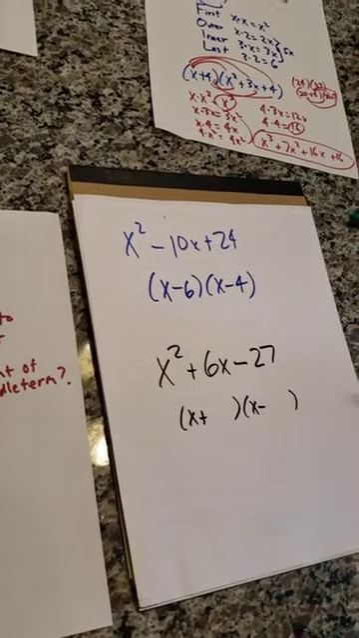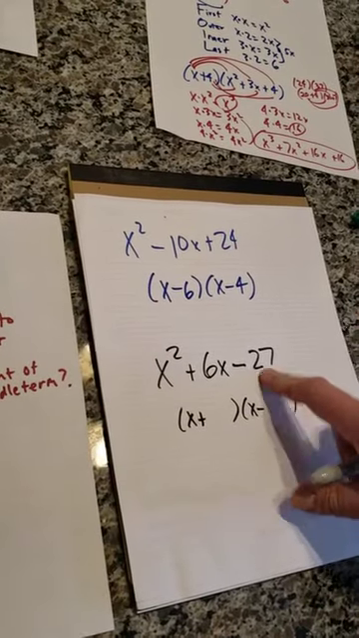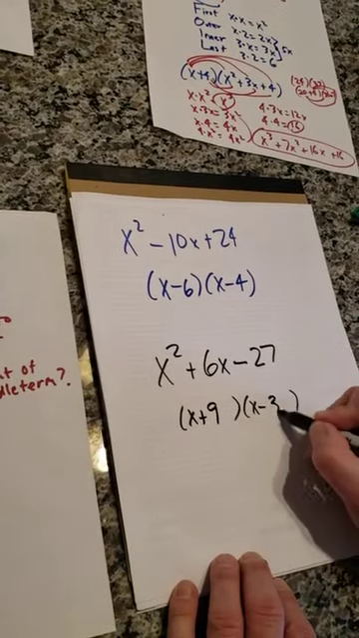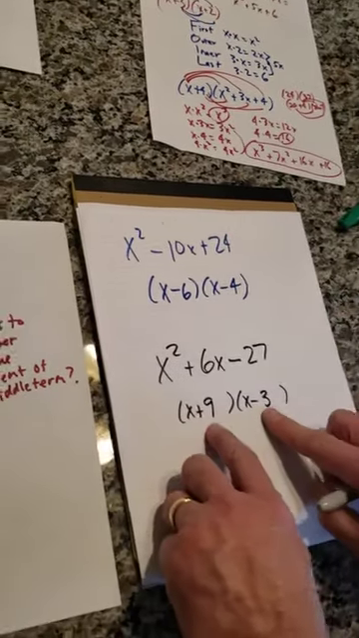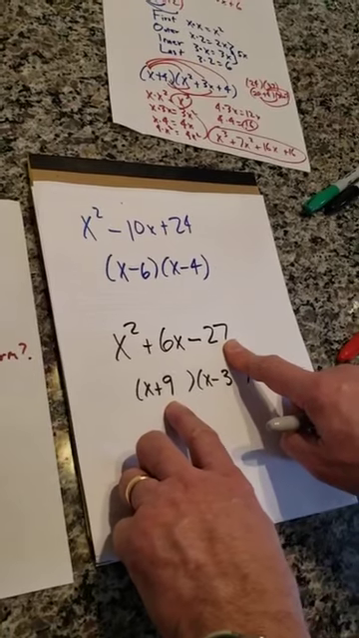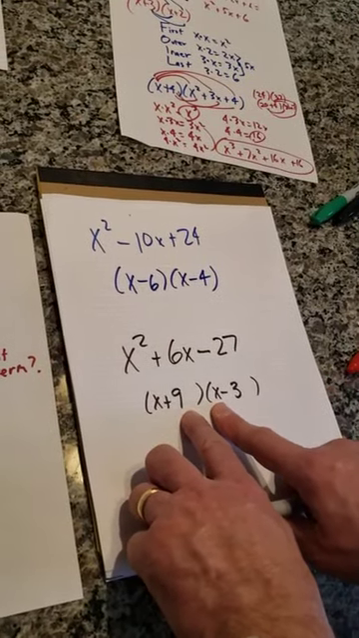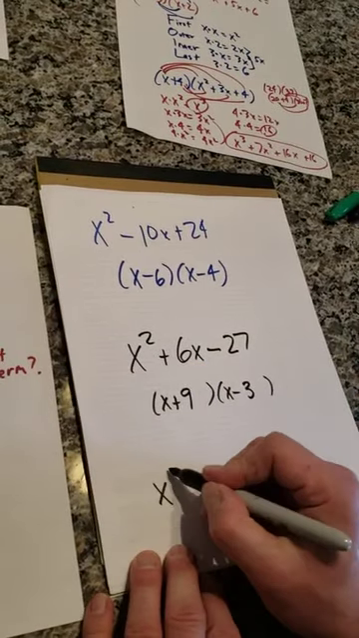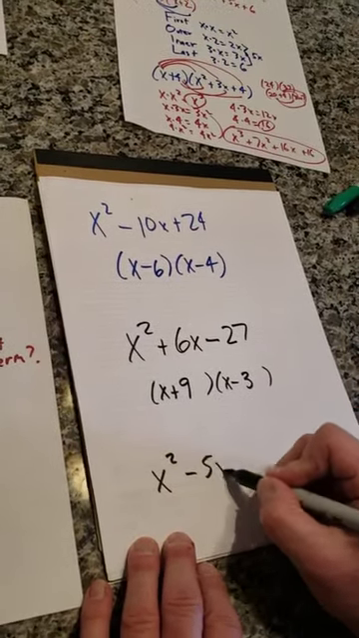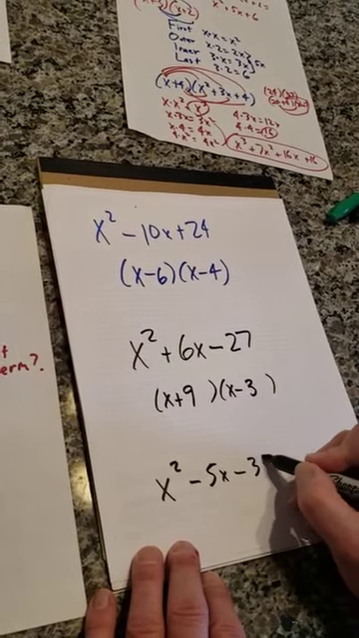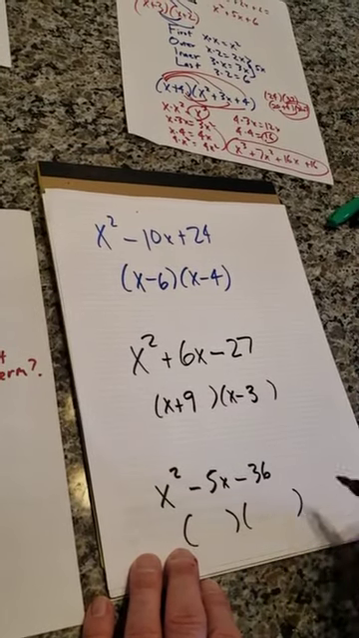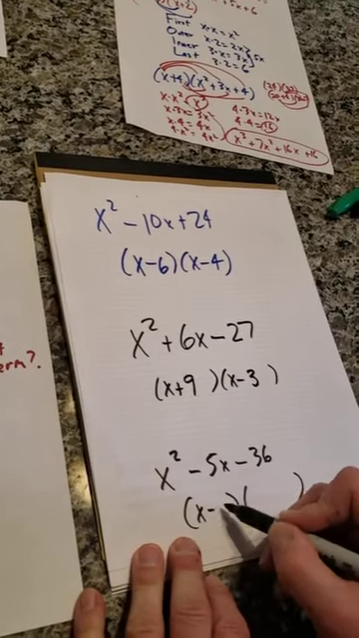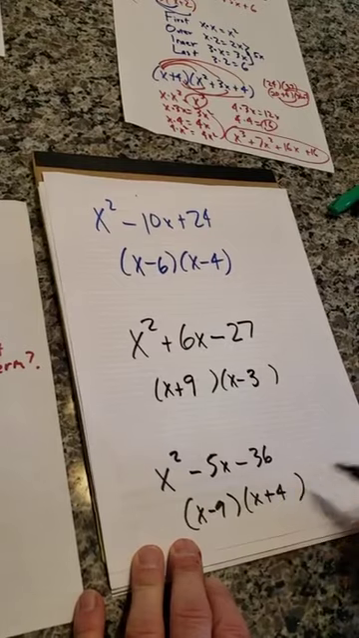The question is still the same, though. What multiplies to negative 27 and adds to positive 6? In this case, we're going to get x plus 9 times x minus 3. 9 times negative 3 is negative 27. If you think about FOIL, our inner is 9x, our outer is negative 3x. That adds to 6x. If we have x squared minus 5x minus 36, well, in this case, what multiplies to negative 36 and adds to negative 5 is x minus 9 times x plus 4.